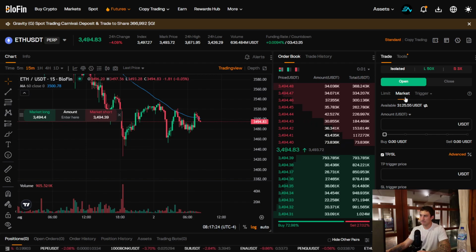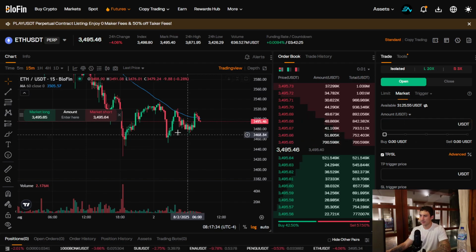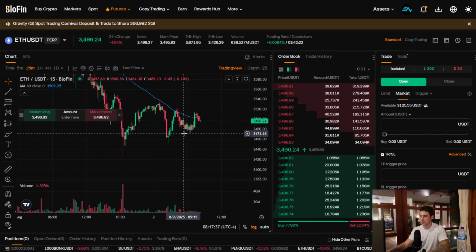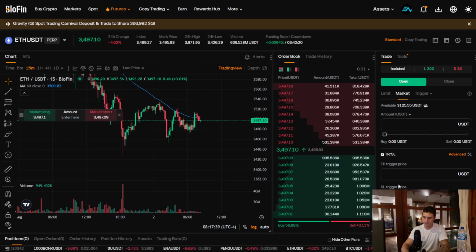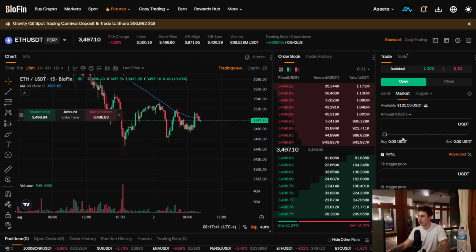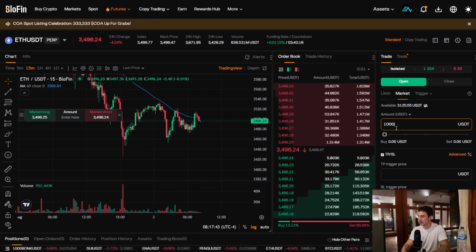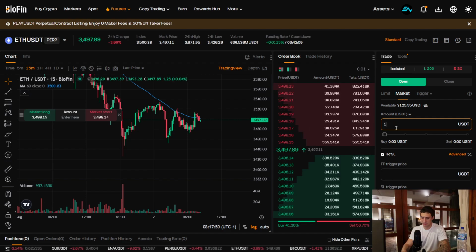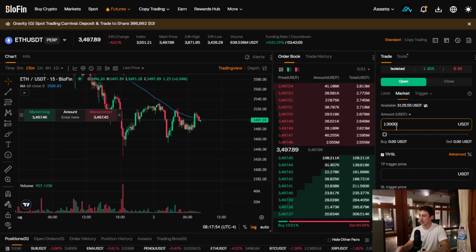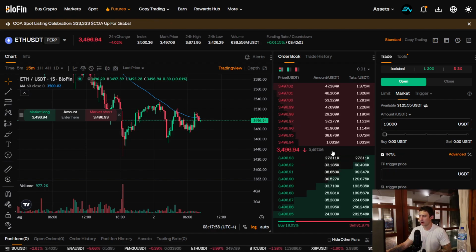Let's say I want to enter a market long on ETH right here. I'm going to set my stop loss at this low right here. 3471, that is going to be my stop loss. And I'm going to set my amount to 10,000. So a little bit more, right? 14,000, a little bit less. So $13,000. And I'm risking around that $100 mark.